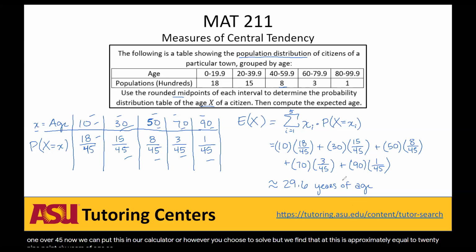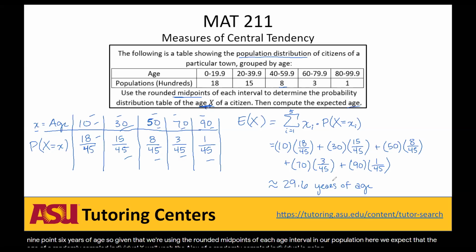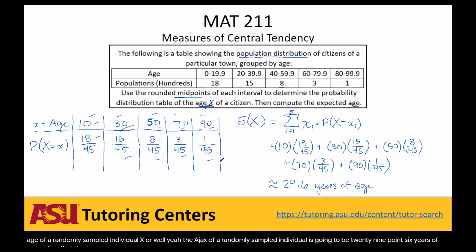So, given that we're using the rounded midpoints of each age interval in our population here, we expect that the age X of a randomly sampled individual is going to be 29.6 years of age. Notice that this is not in our distribution here, but that's okay because oftentimes our expected value is not actually one of the values that our variable X can take.